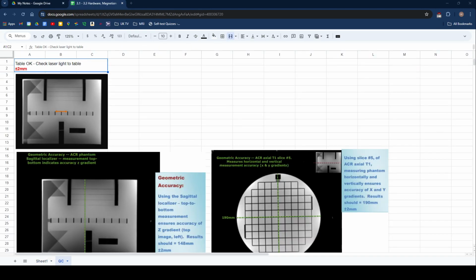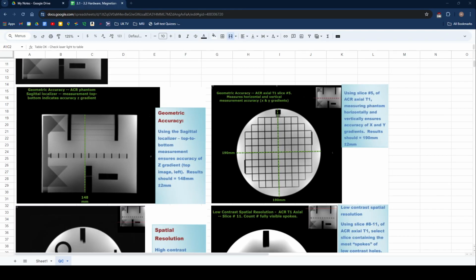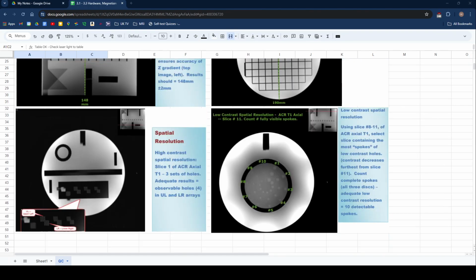So some QC, this is to check the table is okay. You check the center laser light to the table, plus or minus 2 millimeters. Geometric accuracy, use a phantom, using a sagittal localizer, top to bottom, plus or minus 2 millimeters. Here you use an axial, plus or minus 2 millimeters. Spatial resolution is done here, so you see the observable holes.